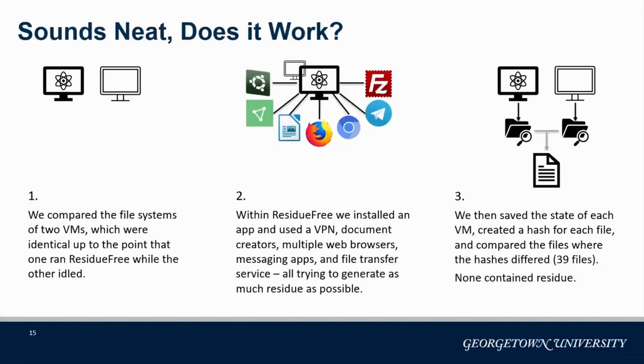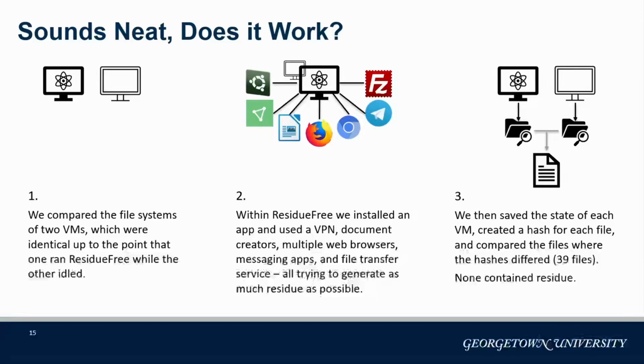We then froze both VMs, took forensic copies of both of their file systems, and then generated a hash of each file in their file systems and compared the individual files where the hashes differed. All in all, there were only 39 files that had different hashes between the two operating systems, and these were for the most part either timestamps that varied by a few seconds, or unique identifiers that were off, or evidence that Residue Free itself had run, which we do not consider to be part of our threat model.